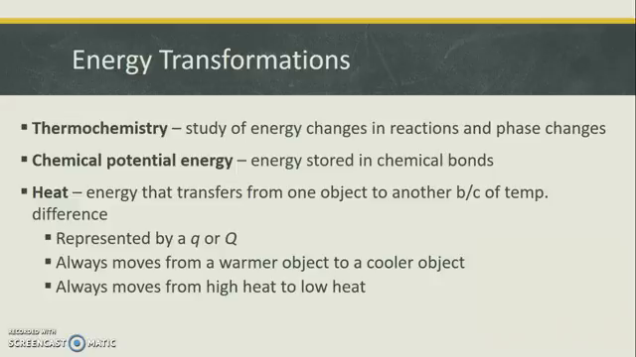One of the things that you need to know is the definition of chemical potential energy. And what that is, is energy stored in chemical bonds. Like when we eat food, your body breaks down the bonds that are in those things that you eat and gets energy from it. And then heat, which is energy that transfers from one object to another because of temperature difference. We're going to represent it with this little lowercase q right here. It's what our reference table uses, but sometimes you can see a capital Q. Don't ask me why, I have no idea.